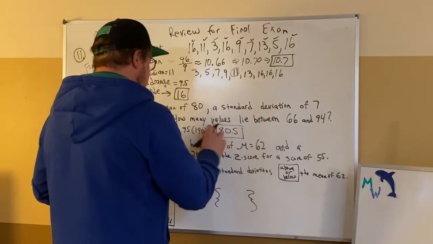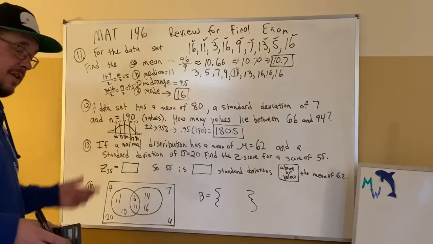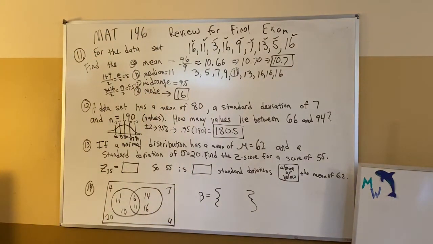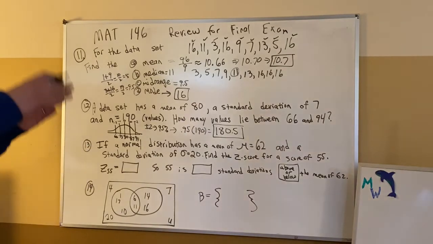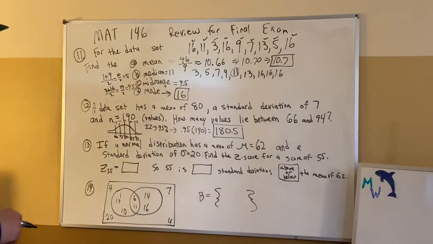This is testing the empirical rule, which you're allowed to have on your note card in your notes. That'll tell you, 68, 95, 99.7, 1, 2, 3 ripples out from the mean. That's use of the empirical rule.